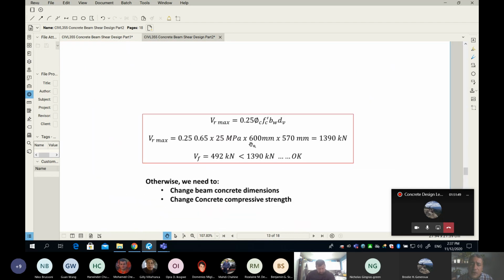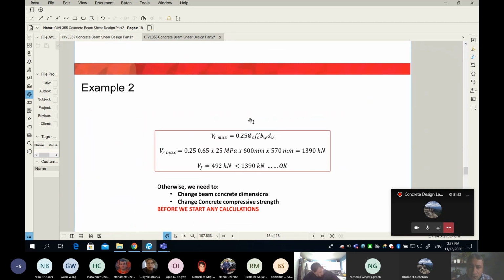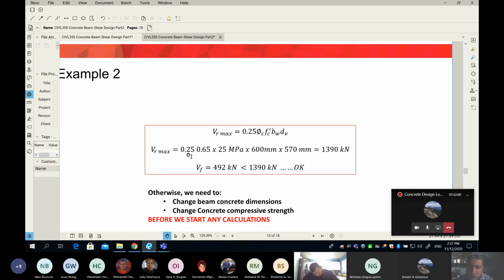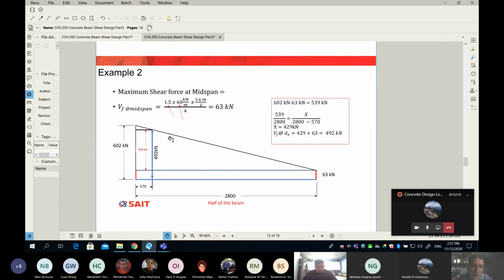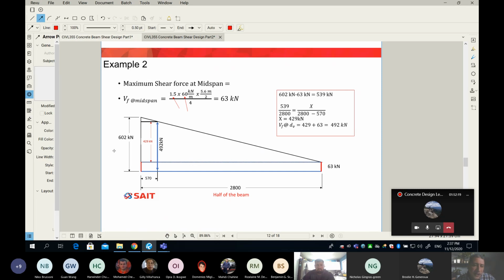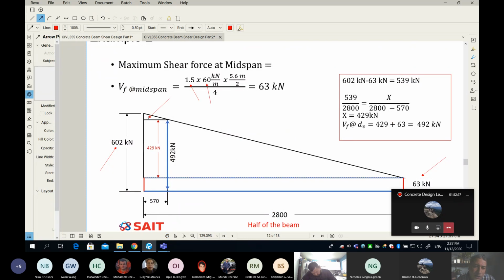So guys, first thing you want to do, you want to check, make sure the concrete dimension of your beam works. So you simply go to the same equation, 0.25 times 0.65 times 25 times the width of the beam times the d sub v, and this will give you VR maximum. And remember, I have to tell you something here, guys. I found already my 602 and I found my 63, and I said that this part here has to be removed. Not has to be, honestly. It doesn't have to be. That's an easement, that's a reduction. So a good designer or engineer will simply use this reduction. Otherwise, he or she will come up with more stirrups than required.